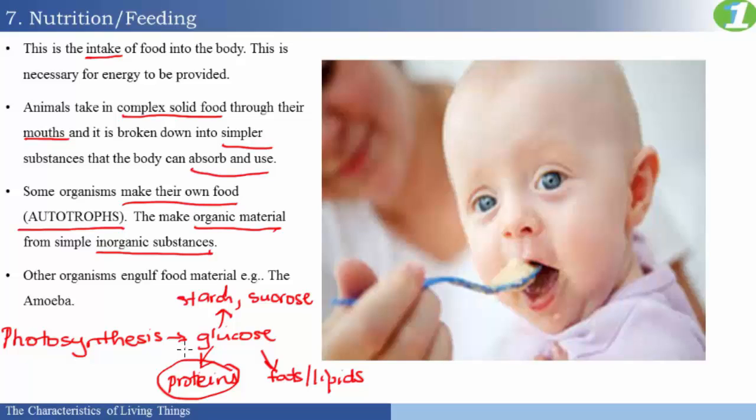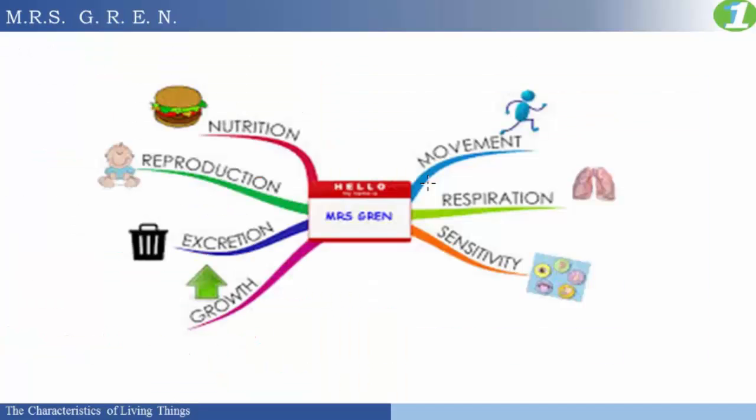So with that said, let us summarize all that we have done and look at all 7 characteristics in a simplified way. Now this should help us remember all 7 characteristics in an easy way. We've devised a mnemonic, Mrs. Gren. Now the M in Mrs. Gren stands for movement, the R stands for respiration, the S is for sensitivity, the G is for growth, the R is for reproduction, the E is for excretion, and the N is for nutrition. So we should have no problem remembering all 7 characteristics.